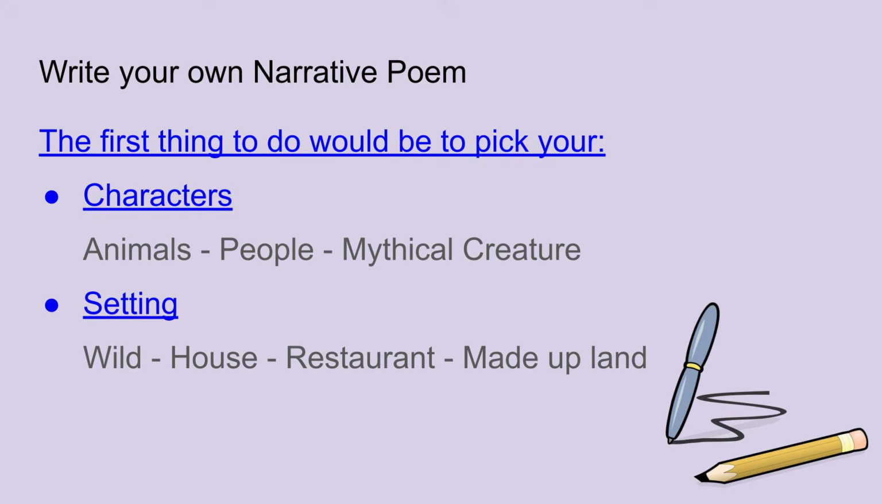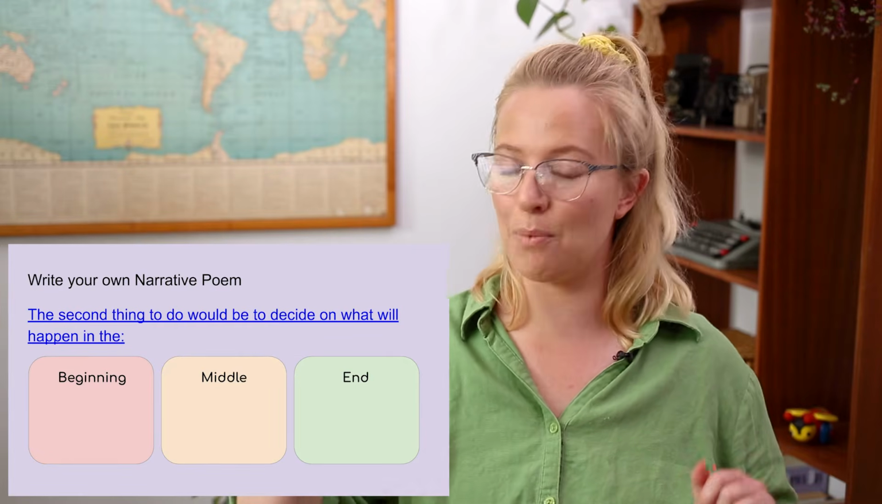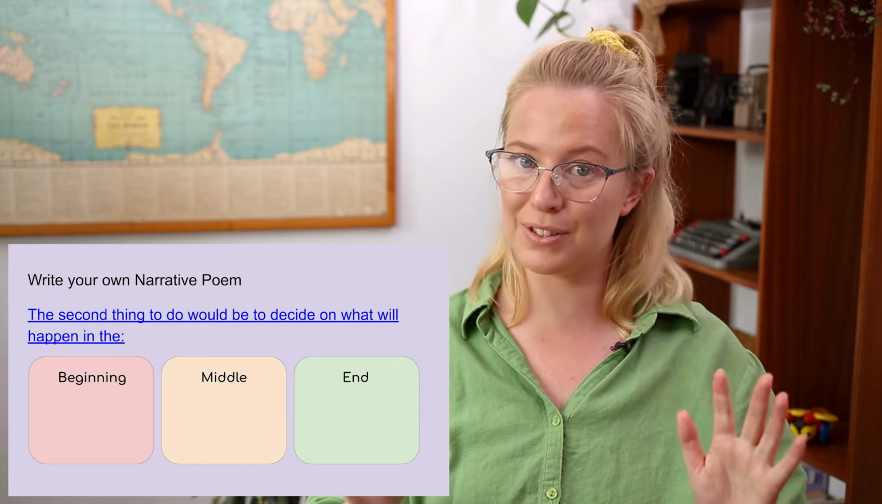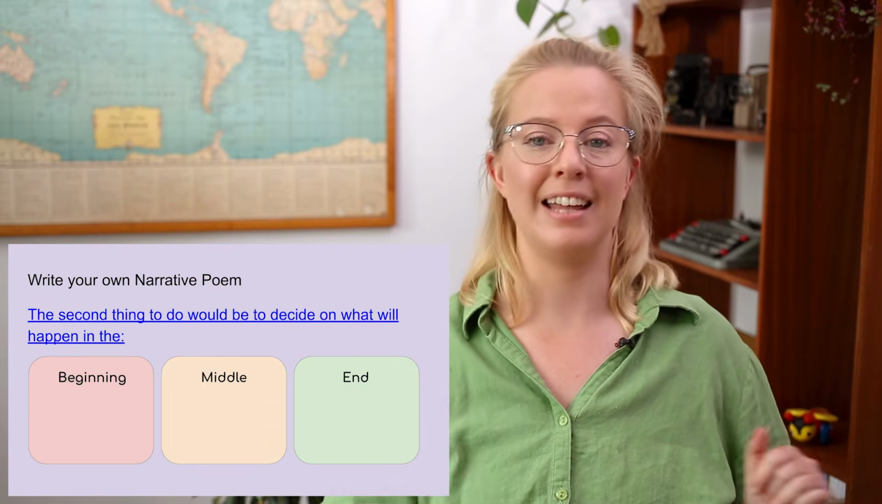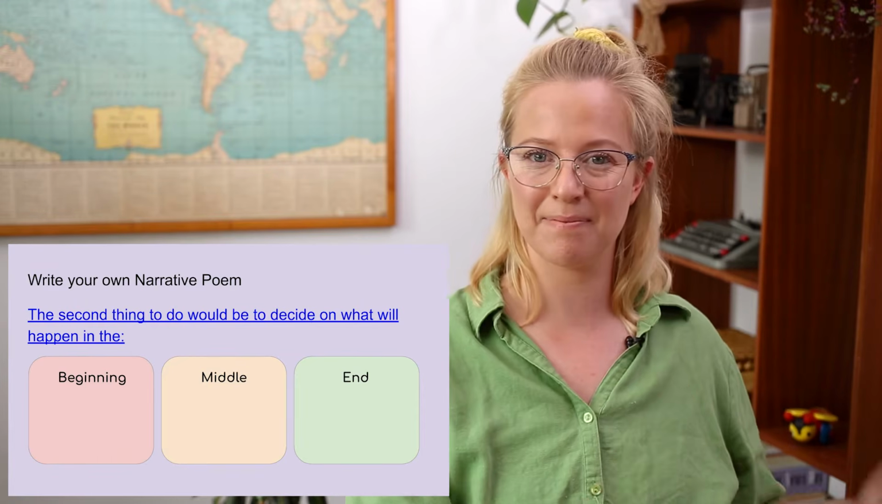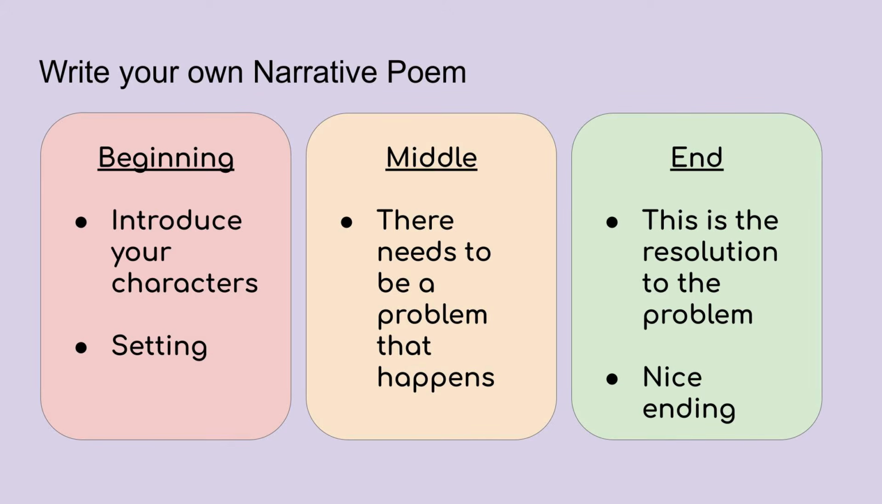It could be anything. Alright, and now the second thing that we need to do is figure out what's going to happen in the beginning of the story, the middle of the story, and the end of the story. And that's going to help us space out our poem and make sure it all makes sense. Alright, so in the beginning part, this is when you want to introduce your characters and talk about your setting. In the middle, there needs to be a problem that happens. And in the end, this is the resolution to the problem. And there needs to be a nice ending that wraps up the whole poem.